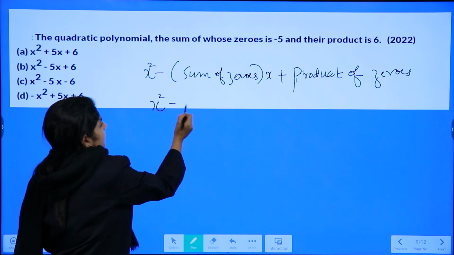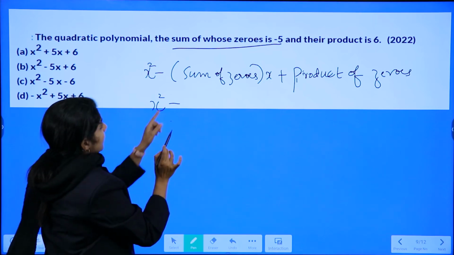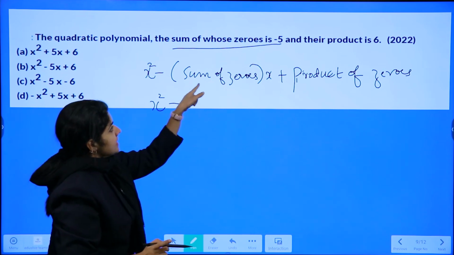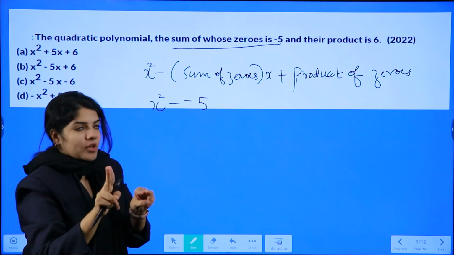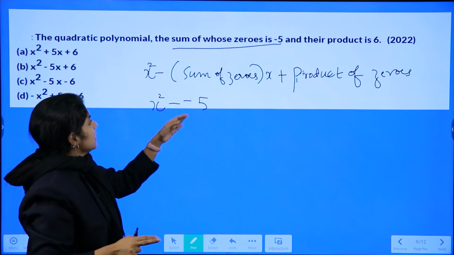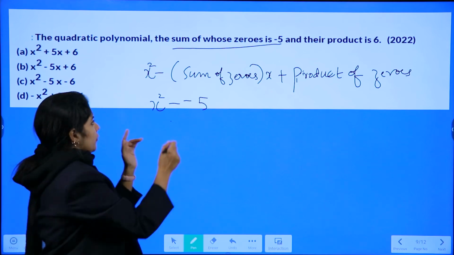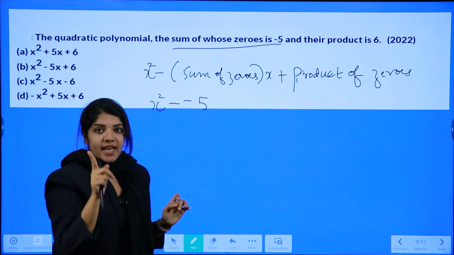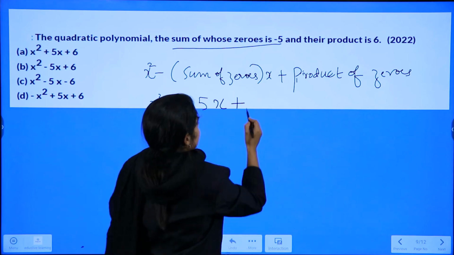So x square minus, instead of sum you can write minus 5 because it is directly given in the question. Remember there is already a negative sign here. So minus, sum is a negative number, so minus 5. There will be two negative signs here. Don't forget, usually students make a mistake in this part. They just write minus 5 and forget to give this negative sign. So in the formula there is a negative sign, so we will write that negative sign first, and then the sum value which is negative 5 x plus product is 6.